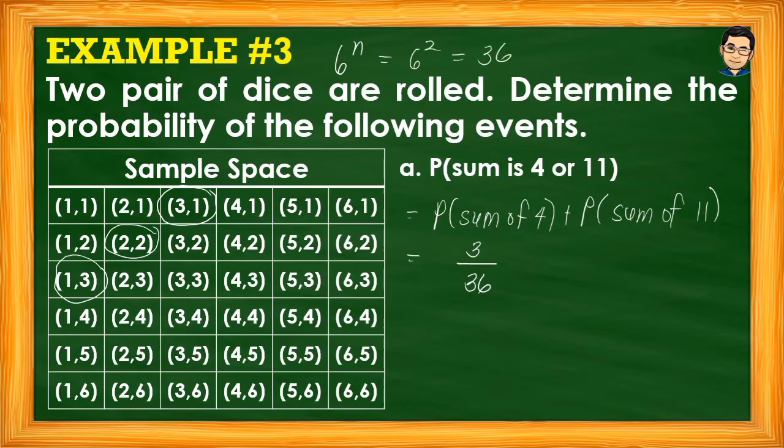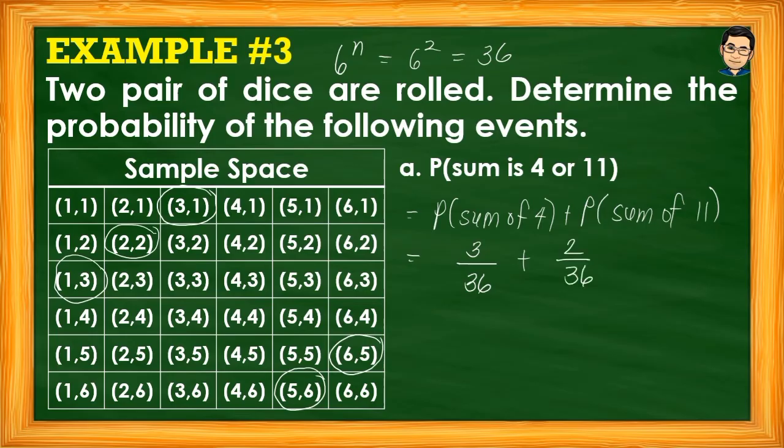Next, what about if the sum is 11? So based from our sample space, dalawa lang po yun. So, 5, 6, tsaka 6, 5. So, 5 plus 6, 11. 6 plus 5, that is also 11. So, that is 2 over 36.